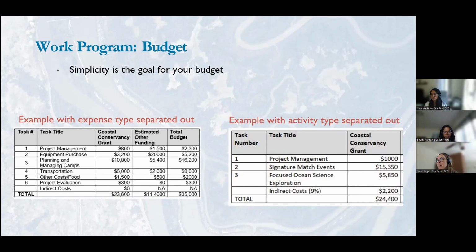And so you can see a couple examples here. One has it by expense type and one by activity. And so that's the same way you can format your tasks and schedule, just depends what makes the most sense. So on the first example, you can see they have project management as a task. They've also broken things down into planning for their camps and transport, as well as project evaluation, while the second example is more by type of activity and less about materials or expense type.